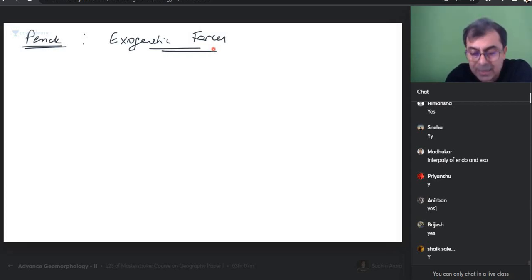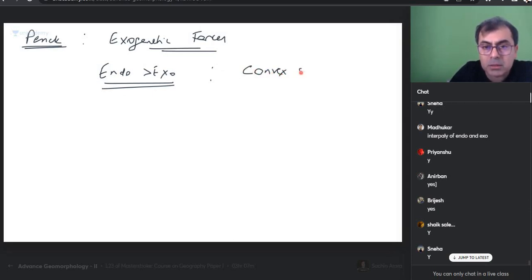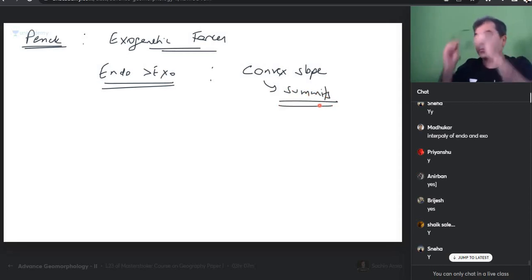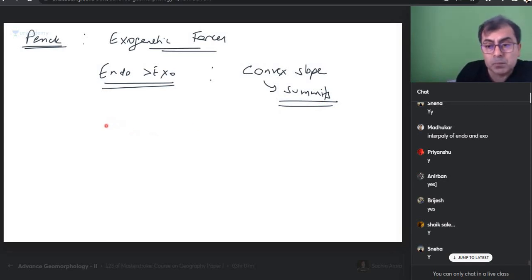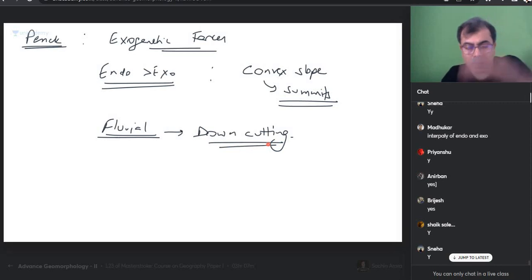Yes. Initially, since endo is greater than exo, the slopes are essentially convex slopes near the summits. They are convex slopes near the summits. Is everyone okay? Here, erosional processes, especially fluvial ones, come into force and begin down cutting. They begin down cutting.